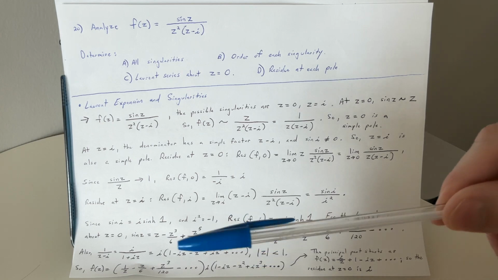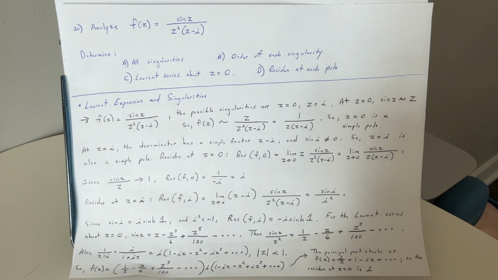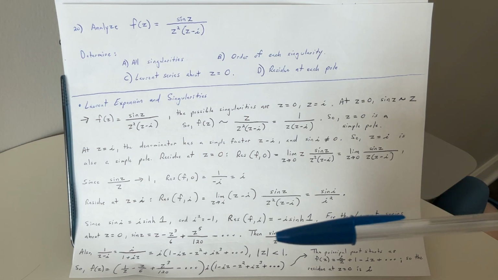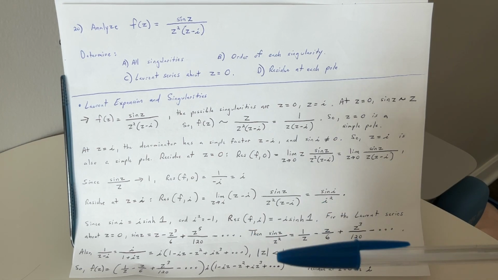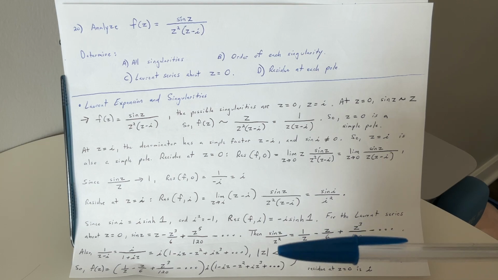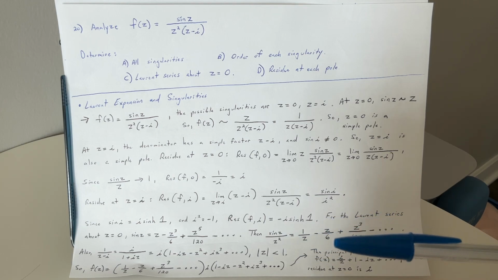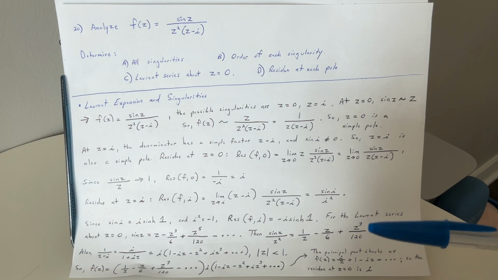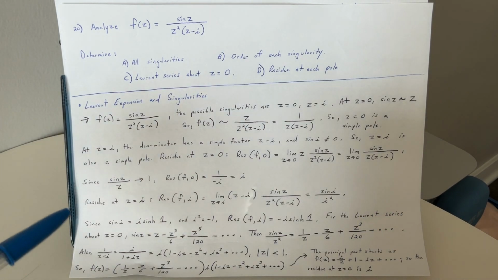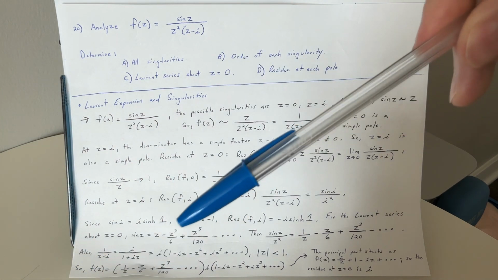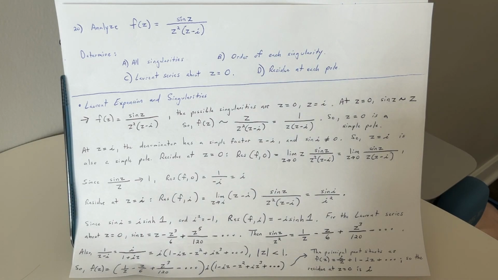So for the Laurent series about z equals 0, sine z equals z minus z cubed plus z to the 5th over 120 minus, and on and on. Then sine z over z squared equals 1 over z minus z over 6 plus z cubed over 120 minus, and the pattern goes on. Also, 1 over z minus i equals i over 1 plus iz. That equals the following here: i times the quantity 1 minus iz minus z squared plus iz cubed plus dot dot dot, where the modulus of z is less than 1.